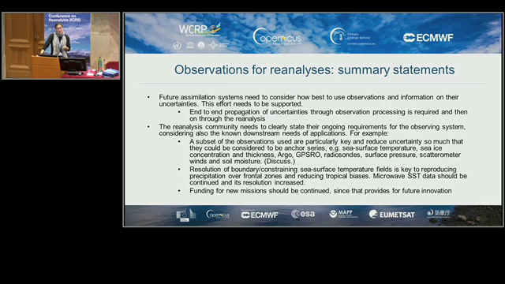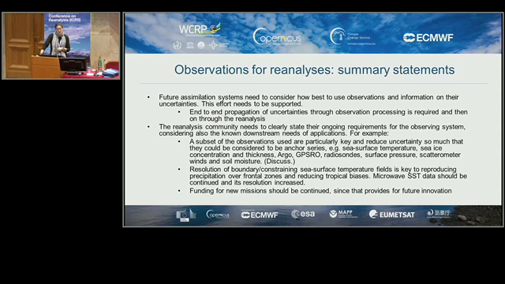Future assimilation systems need to consider how best to use the observations and the information on their uncertainties. This research effort needs to be supported. End-to-end propagation of uncertainties through observational processing is required, and then on through the reanalysis. The reanalysis community, as we discussed in the panel discussion, needs to clearly state their ongoing requirements for the observing system, considering also the known downstream needs of the applications.